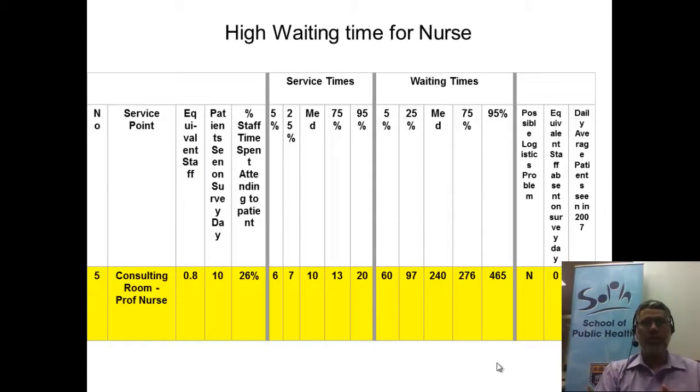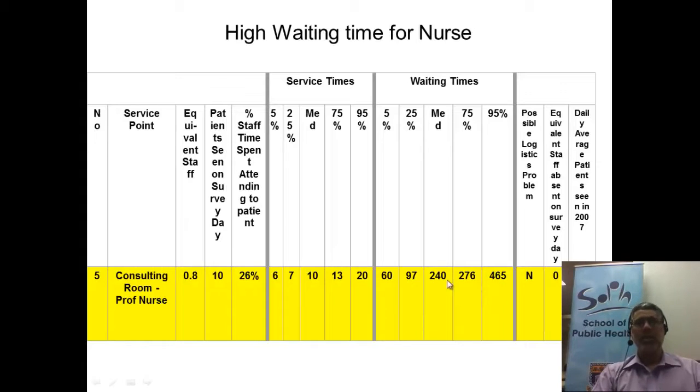So now let's look at a nurse service point. It's a consulting room of a nurse, and as you can see, the waiting times are very high. On median, they're waiting 240 minutes. That's 4 hours. And of course, 5% of them wait 465 minutes. That's more than 7 hours.